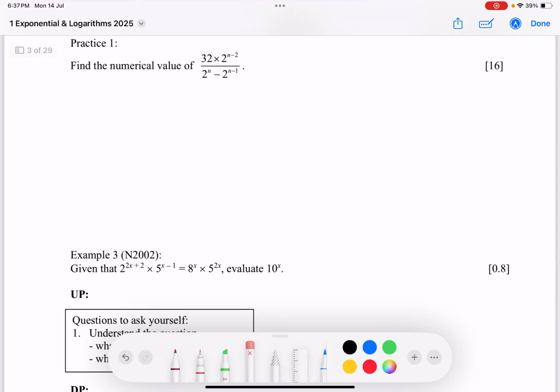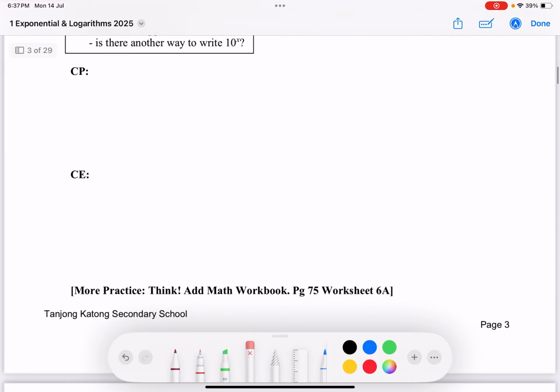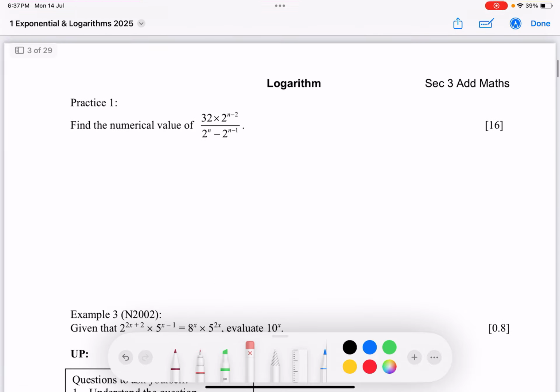Now let us look at practice 1 on page 3. Practice 1 is quite similar to the question that we did earlier. So you may want to pause the video here, give yourself a couple of minutes to try this question before you take a look at the answer.